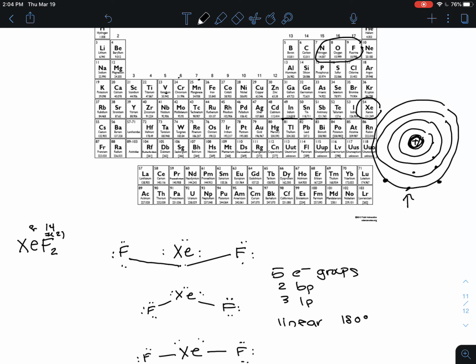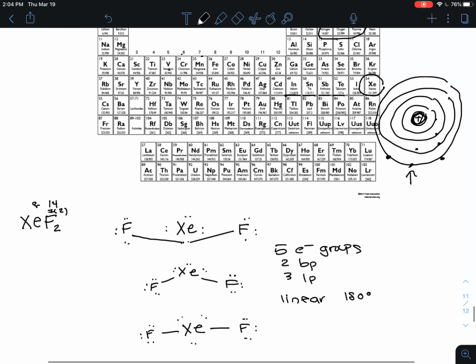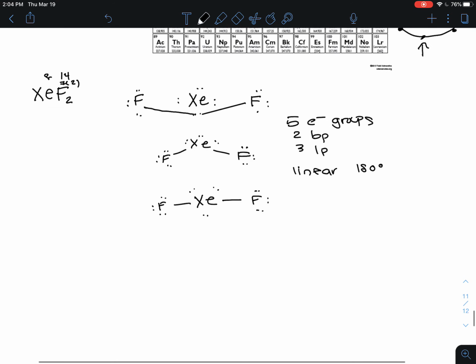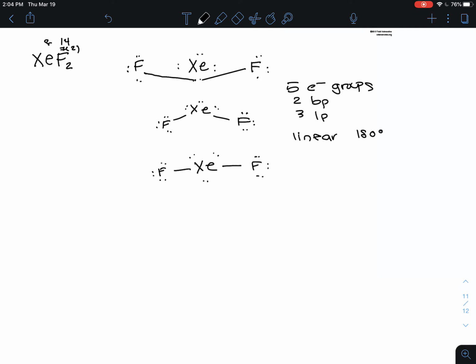Well, if xenon just has a slight enough ionization energy to bond with something, it's going to be attracted towards something that really, really wants an electron, and that would be the most electronegative elements. Let's do one more little weird one for practice.